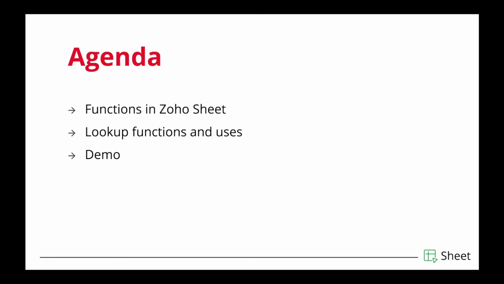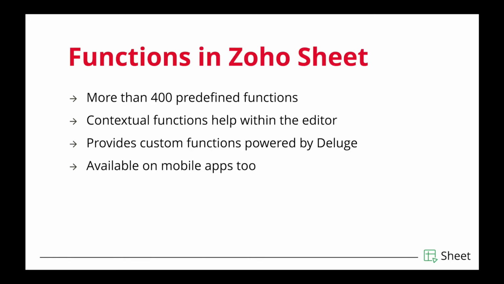Functions are an integral part of a spreadsheet application, and in Zoho Sheet we provide more than 400 predefined functions that you can use for various use cases and data types. Zoho Sheet also provides you with contextual function help right inside the editor, so you can work with functions without any trouble. Apart from predefined functions, Zoho Sheet also provides you with custom functions powered by Deluge, using which you can create your very own personalized functions.